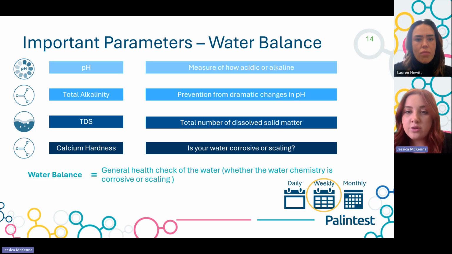So all of the parameters shown on the screen now, combined with the temperature reading, will allow you to calculate water balance. Water balance is a scale to measure how likely your water is to scale or corrode its surroundings. Measuring your water balance is important when considering the lifetime of your fixtures and fittings. The common scale for water balance is the Langelier Saturation Index. A water balance test should usually be done once a week.